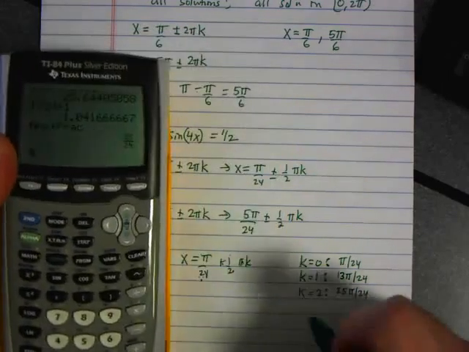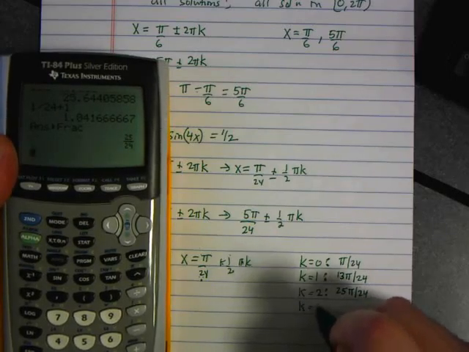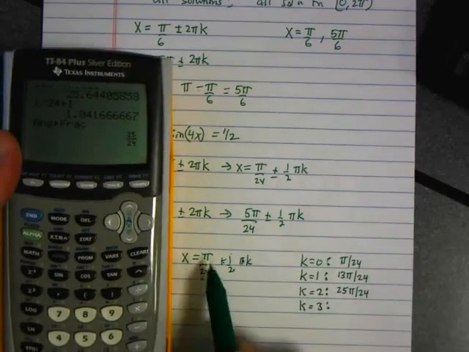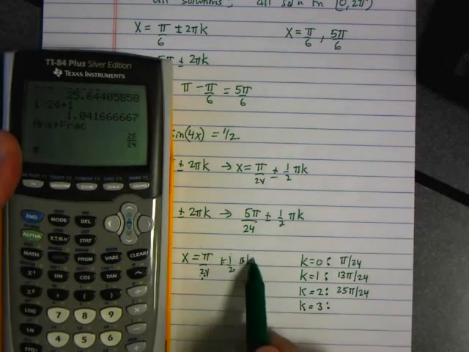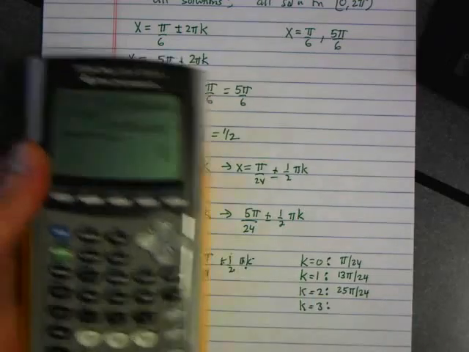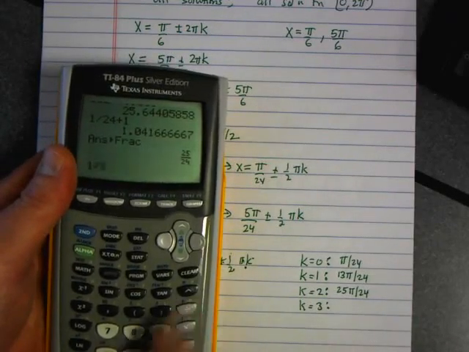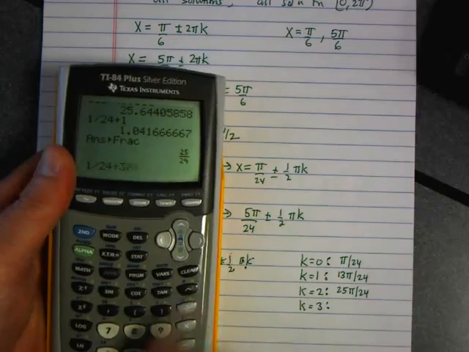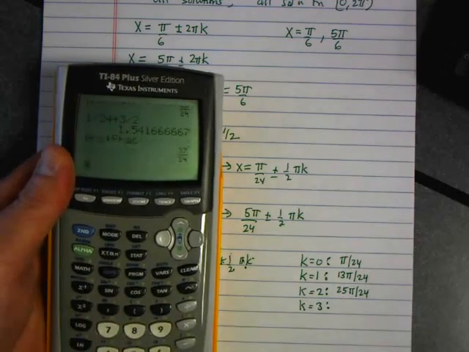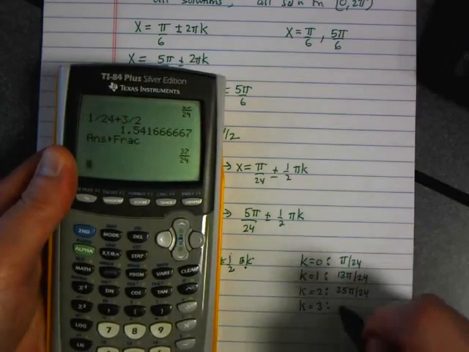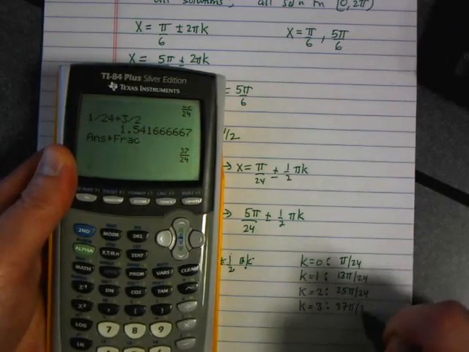Okay, so the next one. I plug in k equals 3. That's going to be pi over 24 plus 3/2 pi. So again, I'm going to take my calculator and do 1 over 24 plus 3/2. I ignore the pi's for a minute. That's 37 pi over 24.